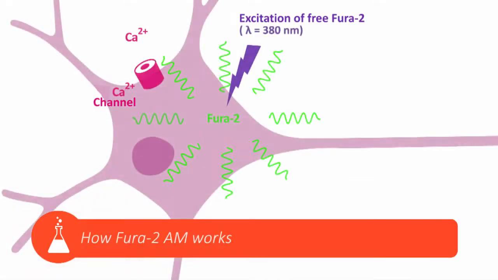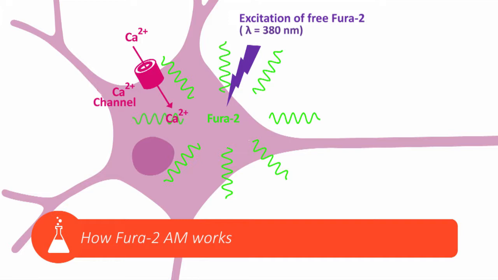But what is happening in each of the neurons, and how does this Fura-2 calcium indicator work? During each neuronal activity, action potentials are generated. These action potentials cause neuronal membrane depolarization, which opens voltage-gated calcium channels. This in turn allows extracellular calcium ions to enter neurons.